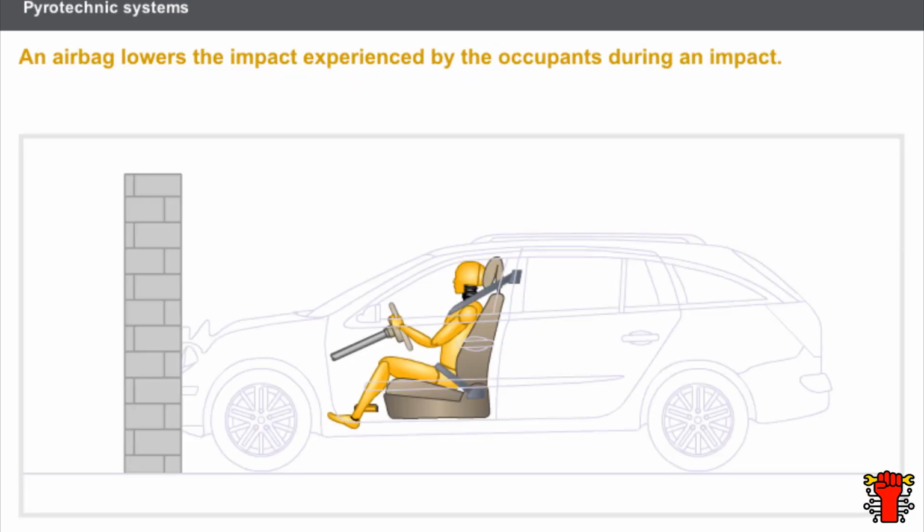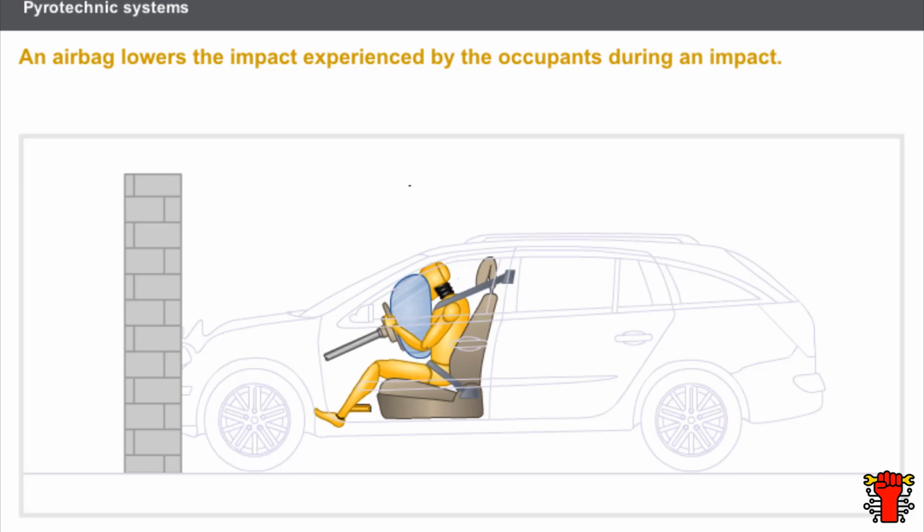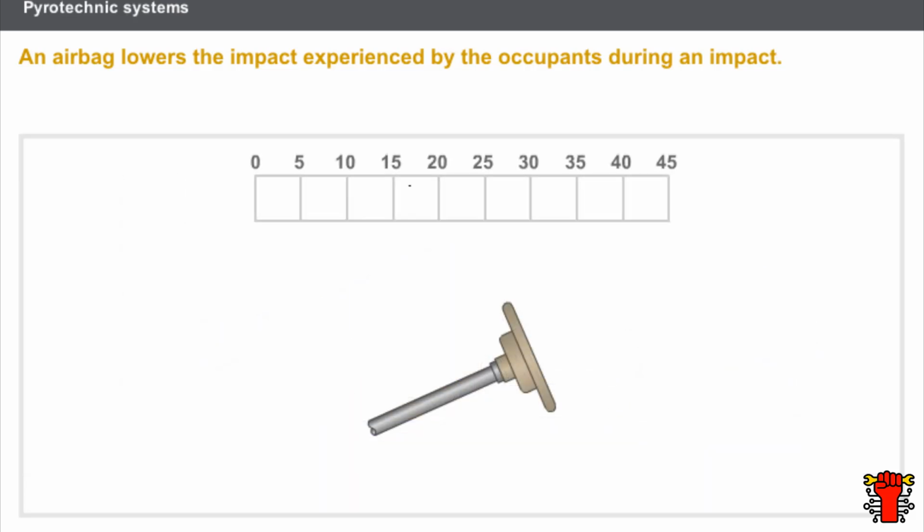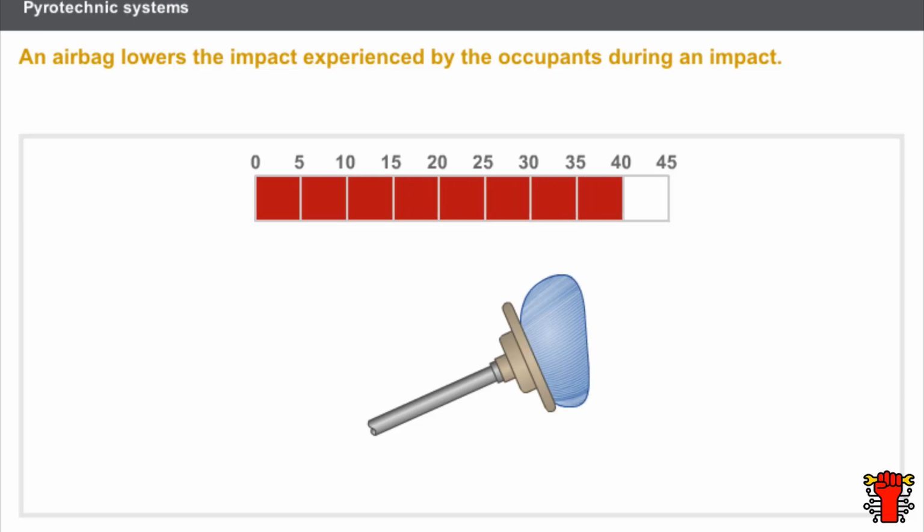An airbag lowers the impact experienced by the occupants during an impact. Its action is in addition to the seatbelt. When an airbag is ignited, the generator supplies the quantity of gas required for its deployment. The gas generator is controlled by the computer. Ignition takes place approximately 15 milliseconds after the start of the impact. The airbag then takes 30 milliseconds to deploy.